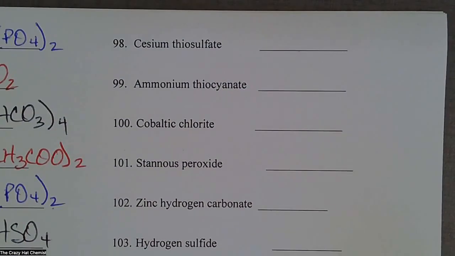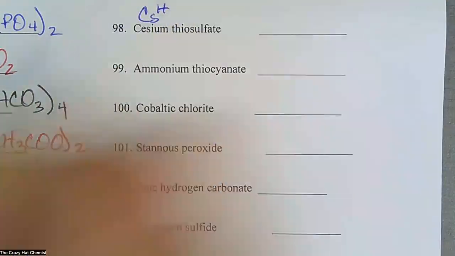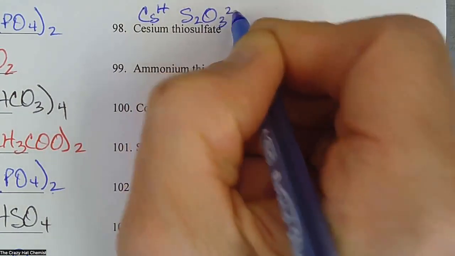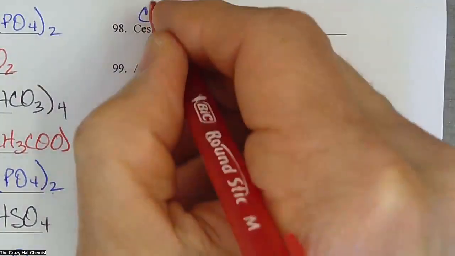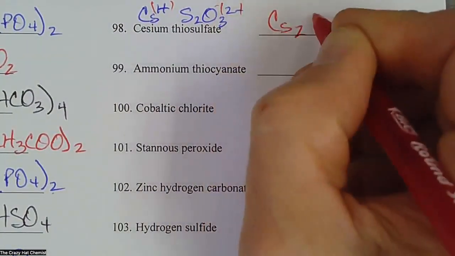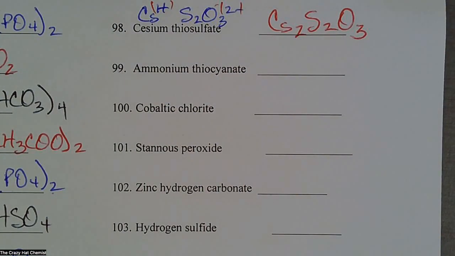98 is what we're doing. Where can we find? There it is. Cesium thiosulfate. So cesium is a 1 plus charge, and then thiosulfate is S2O3 2 minus. So I'm going to take the absolute value of these two numbers here and get Cs2S2O3, and that's cesium thiosulfate.